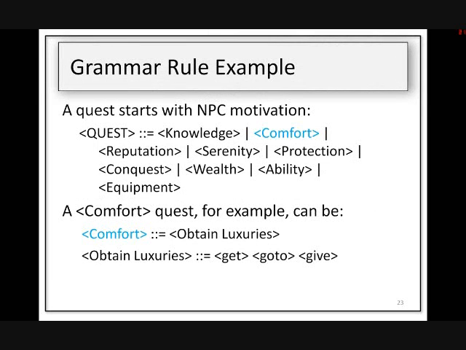So for example, a quest starts with the non-player character motivation. So a quest becomes, and we've got the colon equals, knowledge or comfort or reputation or serenity or etc. A comfort quest, for example, can be obtain luxuries. Obtain luxuries could be get something, go someplace, and give it to somebody you find there.